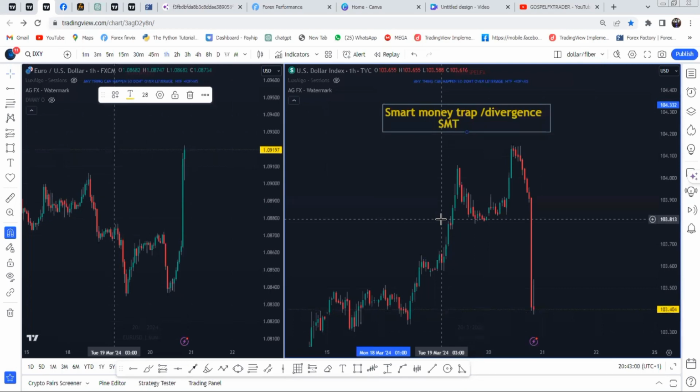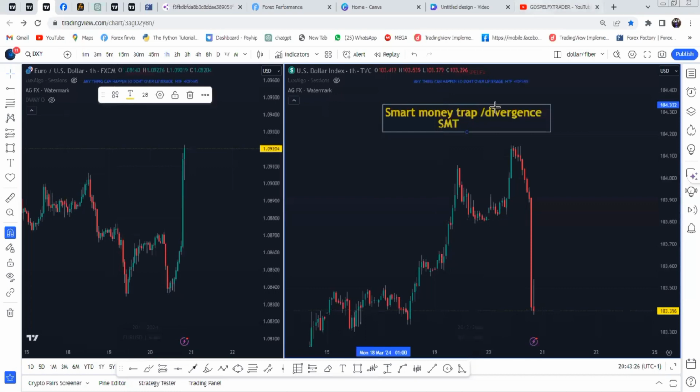First is the stop hunt. You are looking at the asset that has a trap, a turtle soup or a stop hunt, and then you are looking at the other asset which does not have a trap, as you are measuring it based on strength. Strength, which can also be weakness.